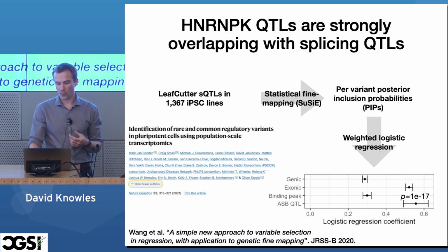This is a regression model, so all of these coefficients can combine additively. What these positive significant values mean is that a SNP that is in an hnRNPK binding peak is indeed more likely to be a splicing QTL, but it's even more likely to be a splicing QTL if it also affects allele-specific binding. So we're really excited about this result. We're extending this currently to more splice factors and also more individuals.